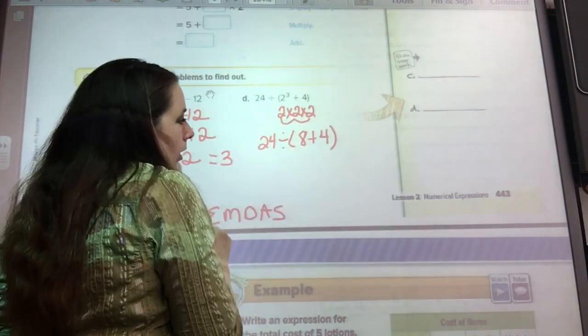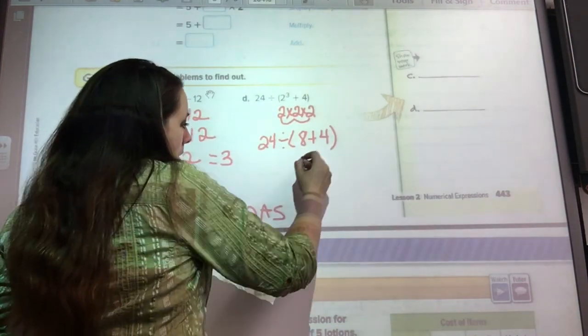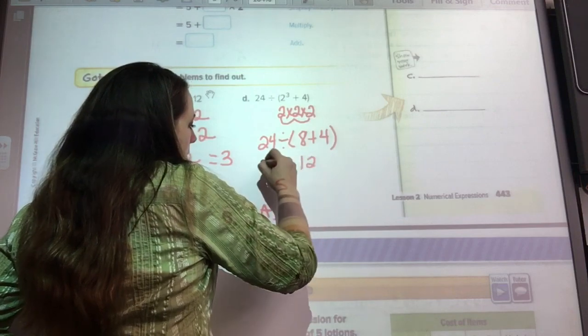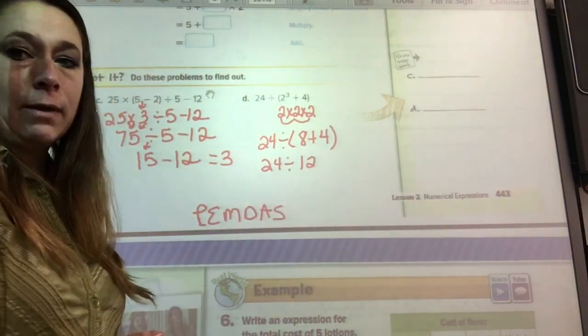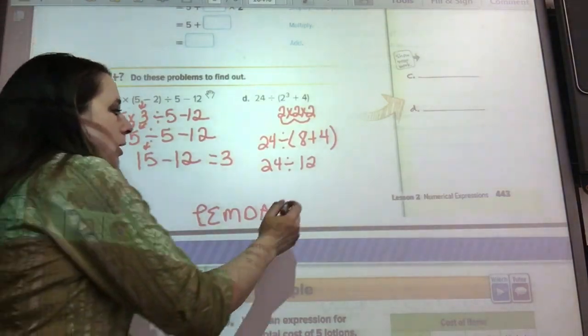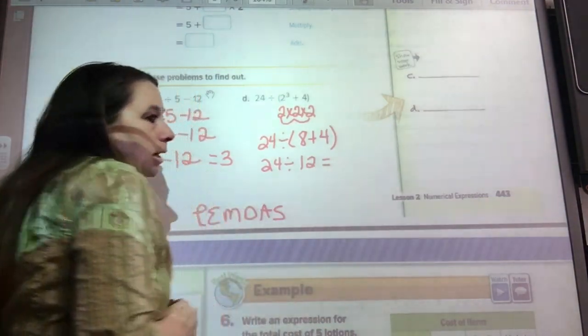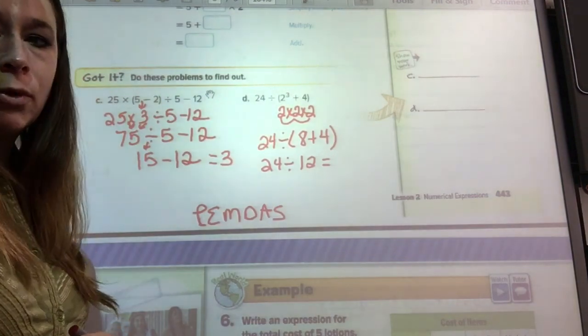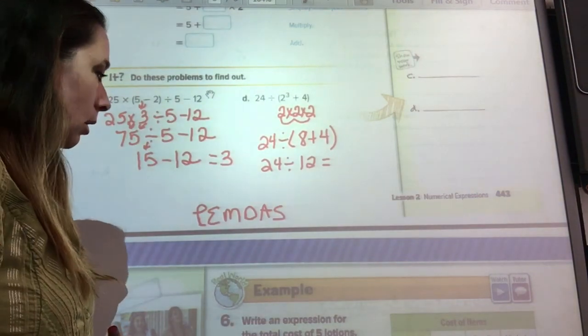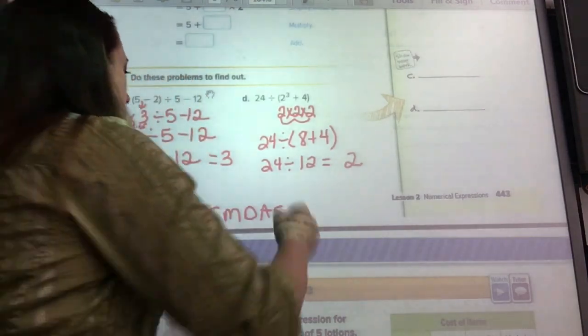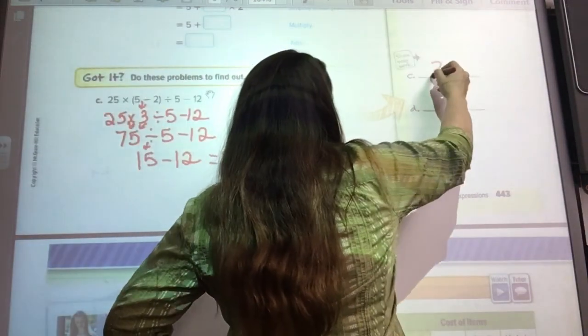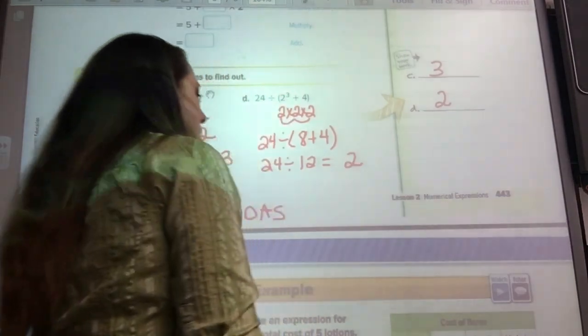Now we can do the parenthesis. What's 8 plus 4? Good, 12. So now we have 24 divided by 12, and that's the only thing we have left. So 24 divided by 12, what is that? How many 12s can you get out of 24? 2. So your final answer is 2. So over here, letter C was 3 and 2 for letter D.